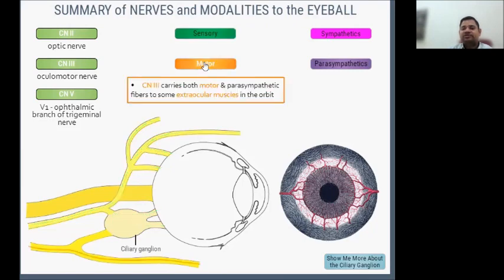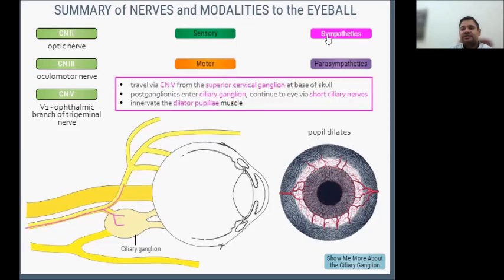For the motor, specifically cranial nerve number 3, the oculomotor, carries both motor and parasympathetic fibers to the extraocular muscles in the orbit. So what are the sympathetics? They travel via cranial nerve number 5 from the superior cervical ganglion at the base of skull. Postganglionics enter the ciliary ganglion and continue to the eye via the short ciliary nerve. If something goes through this route, it goes via the short ciliary nerve and innervates the dilator pupillae muscle. So this is going to dilate the pupil.